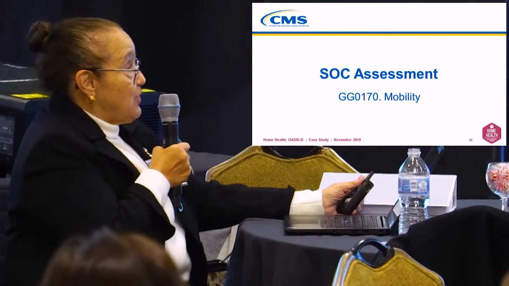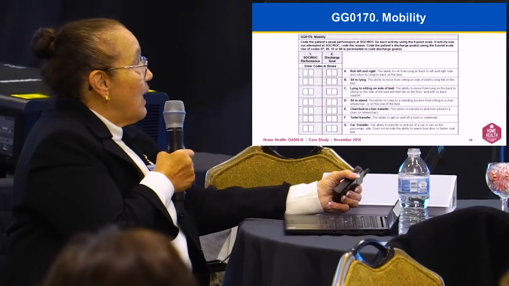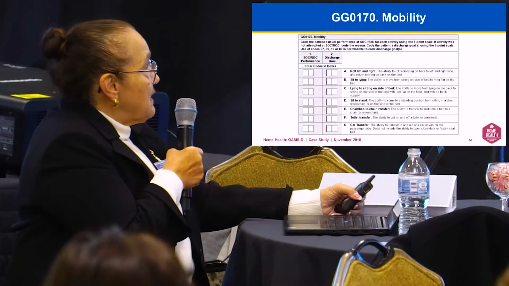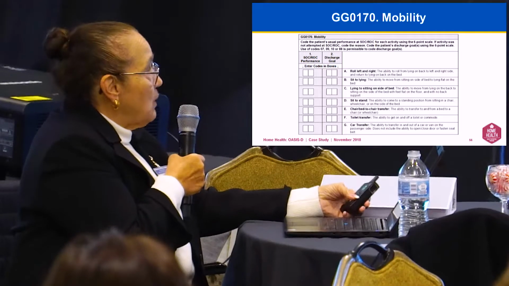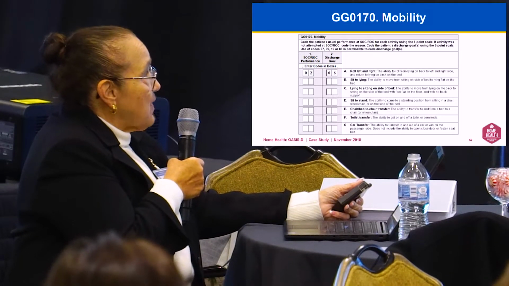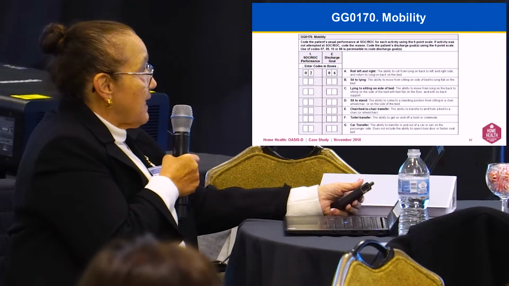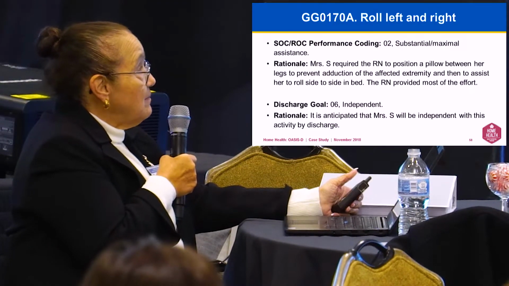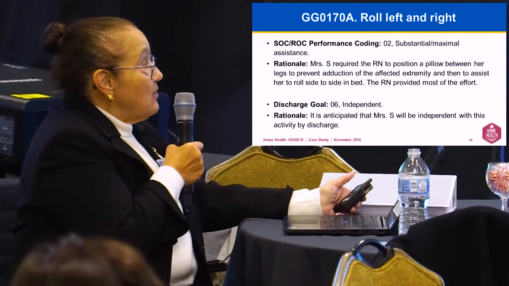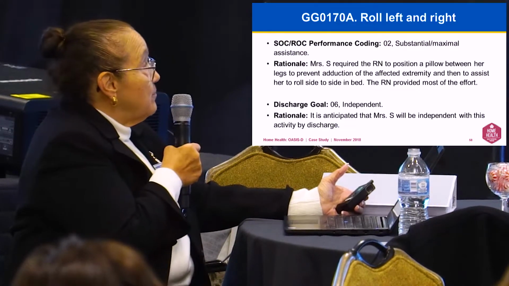Let's move on to GG0170, mobility. So we are looking here at the start of care performance and discharge goal. For the first one, roll left and right. For this, on start of care, our assessment is O2. Our discharge goal is O6. The rationale being that the nurse had to position the pillow between her legs, and she had to provide the majority of the effort for the roll side to side.